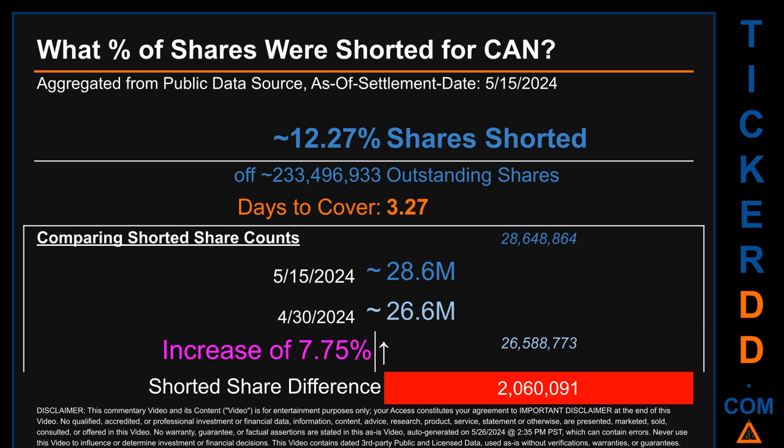When I compare the current 2-week period data snapshot against the previous period, ending in settlement date, April 30, 2024, I find that the current snapshot had roughly 2.1 million more shares shorted. This means that, compared to the previous snapshot, the current snapshot has an increase of 7.75% of shorted shares.